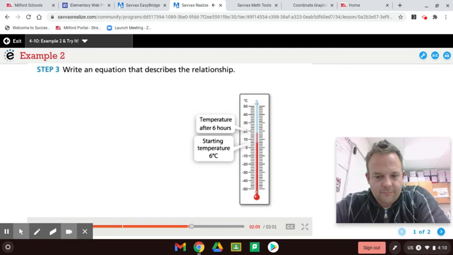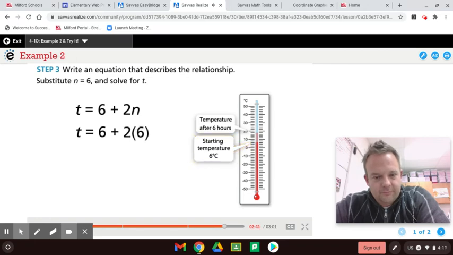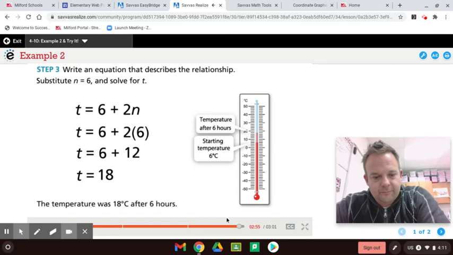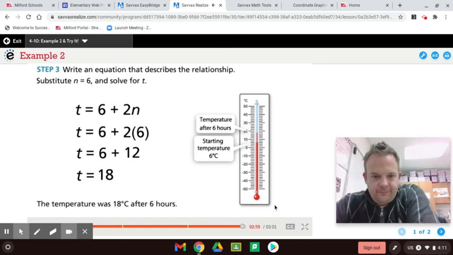Finally, you can represent the problem by writing an equation that describes the relationship between hours, n, and temperature, T. The starting temperature is 6 degrees Celsius, so begin the equation by writing T equals 6. Then the temperature increases 2 degrees every hour, so the equation is T equals 6 plus 2n. Now substitute 6 for n, and then solve for T. Multiply 2 times 6 equals 12, and add 6 plus 12 equals 18. Once more, the temperature was 18 degrees Celsius after 6 hours.